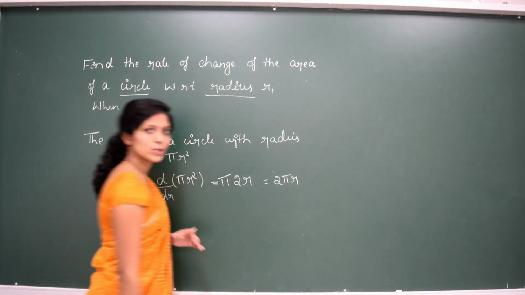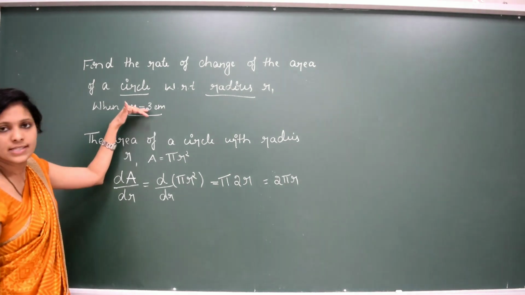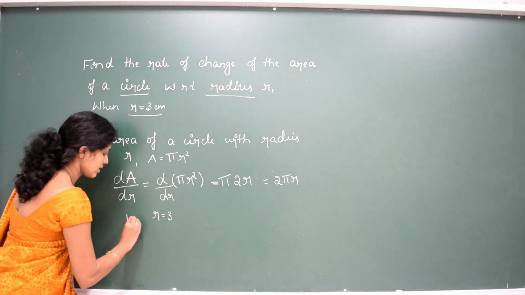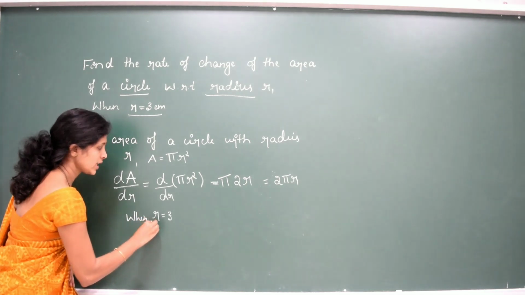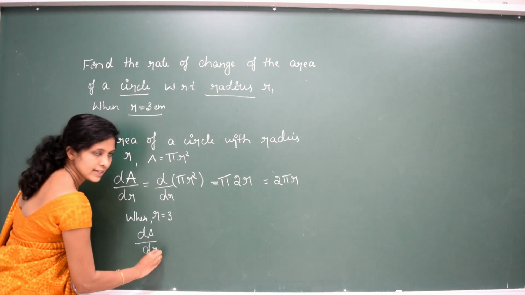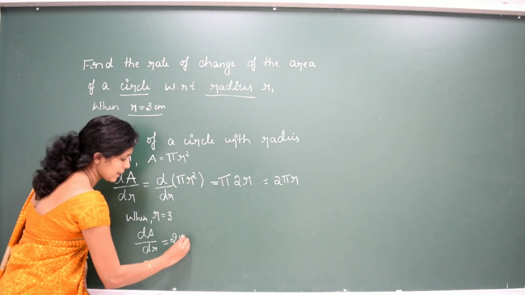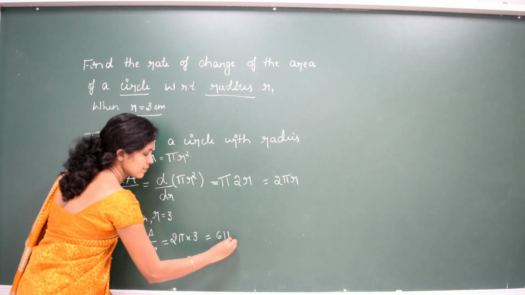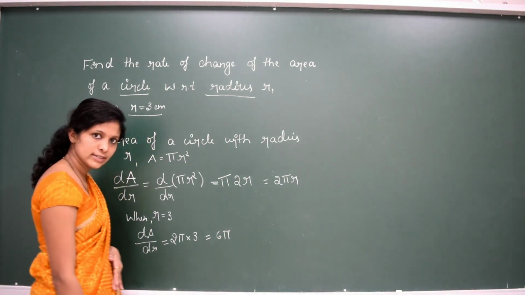Is it clear? One more thing is given: the value of r is equal to 3. We'll substitute r is equal to 3. When the value of r is equal to 3, dA by dr is equal to 2 pi into 3. So this is equal to 6 pi. Finally, you have to write the unit.